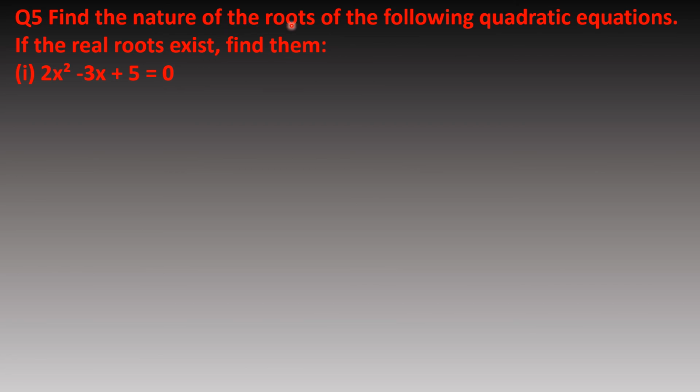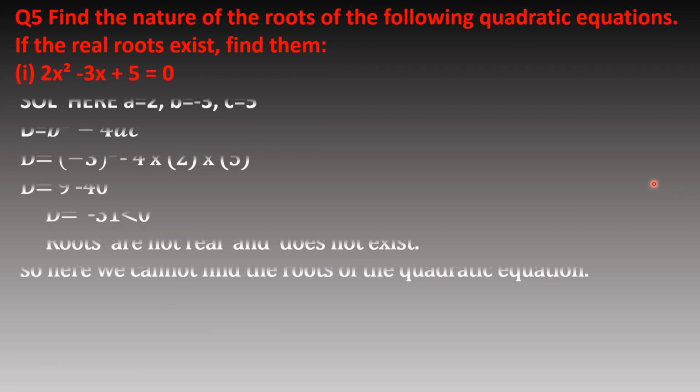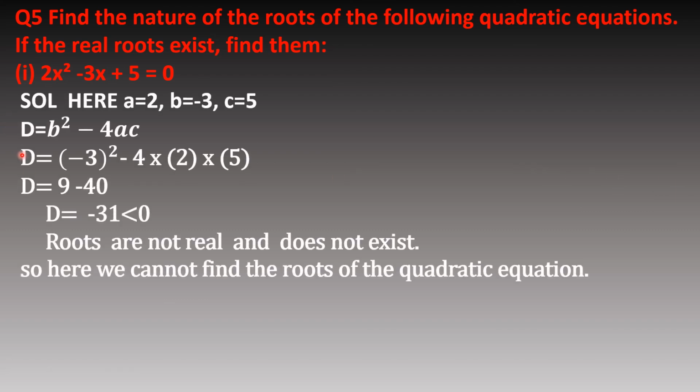Find the nature of the roots of the following quadratic equation, and if the real roots exist, find them. Our equation is 2x square minus 3x plus 5 equals 0. For this we have to find the discriminant. We know how to find the discriminant. Now on putting all the values, we can see that our D is coming negative, which is equal to minus 31. It means our discriminant is less than 0. It means roots are not real and don't exist. Hence we cannot find the roots of the given quadratic equation.